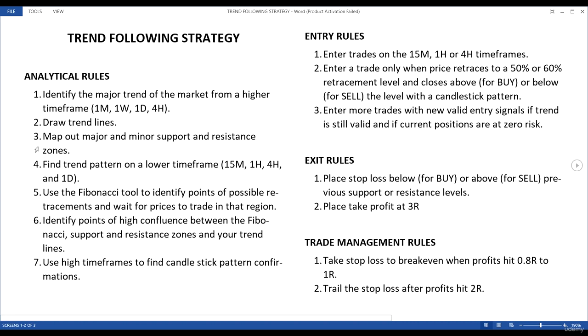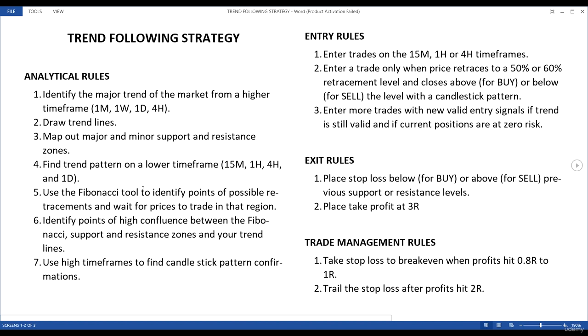Okay, then these are the first three things you have to do. Then the next thing you have to do is go on a lower time frame and find a trend pattern. Okay, so what do I mean by a trend pattern? A trend pattern is basically lower lows and lower highs, or higher lows and higher highs, depending on what the case may be. So you have to find a trend pattern and identify that, and then see how your trend pattern is reacting alongside your trend line, right?